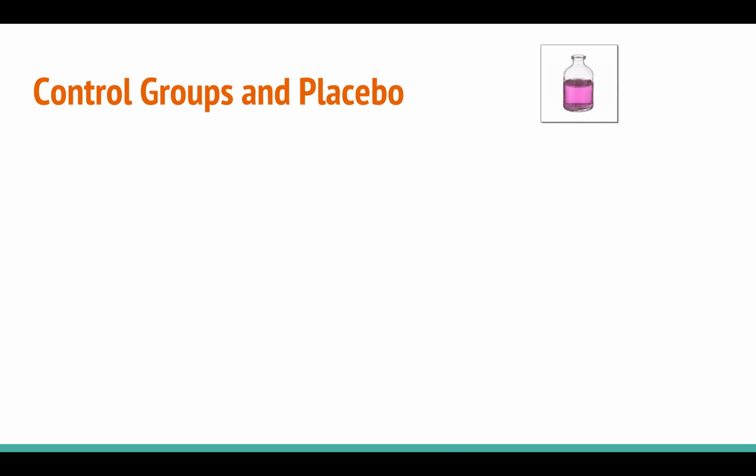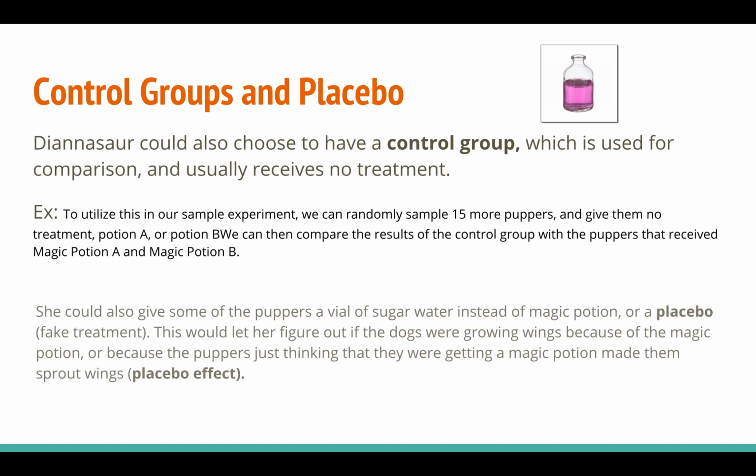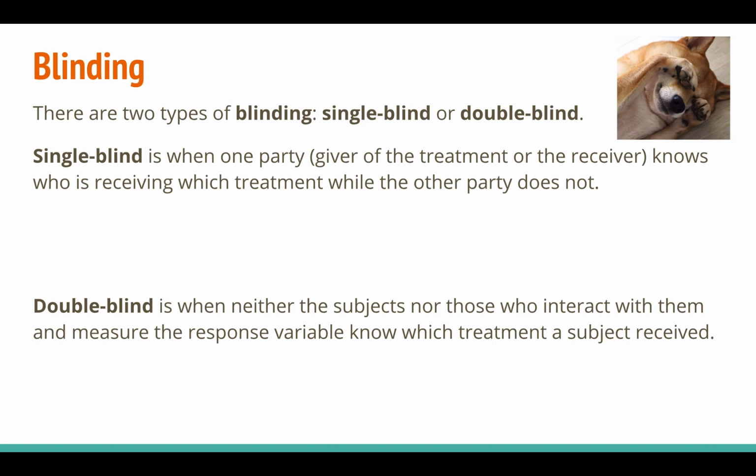Control groups are another factor that are sometimes utilized in experiments. A control group is used for comparison and usually receives no treatment. Here's an example below. Some puppers could receive a vial of sugar water instead of a treatment. This is a placebo or fake treatment. If they still sprout wings, then the placebo effect has happened, where puppers simply sprout wings because they think it will happen. In order to eliminate the placebo effect, we can make a blind experiment.